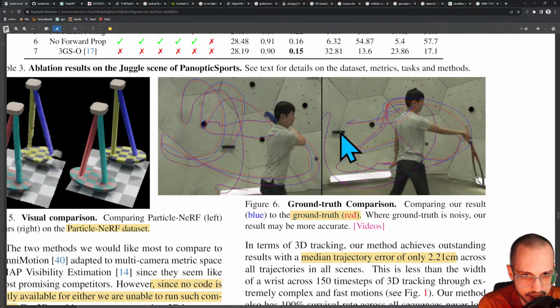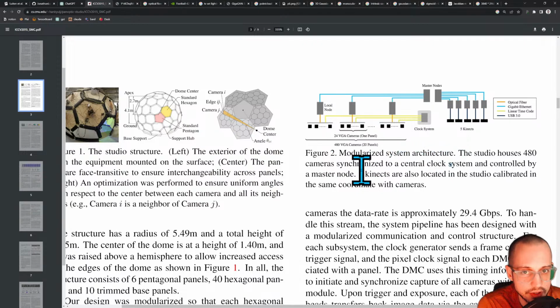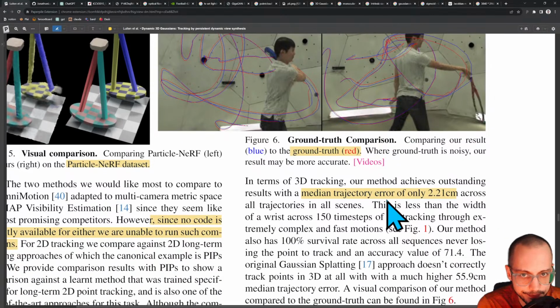You see here this Kinect camera? This is a Kinect camera right there, which we know from here that there's multiple Kinect cameras, 5 Kinect cameras. That's what this long black bar here is.